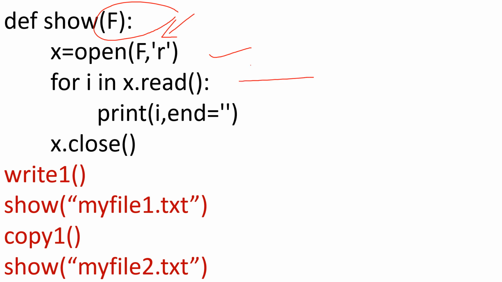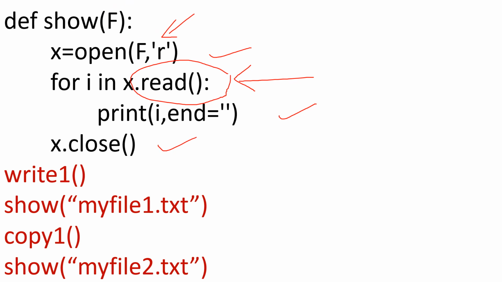This loop I have explained to you on the previous slide also. The x.read will receive all the data from the file and return it in the string format, and then the loop will take one value from the string and display it on the screen. After that we are closing the file.